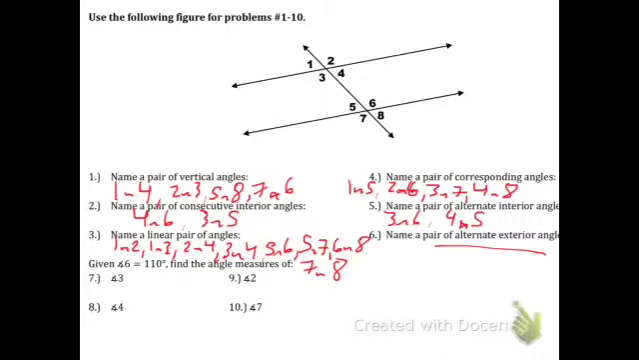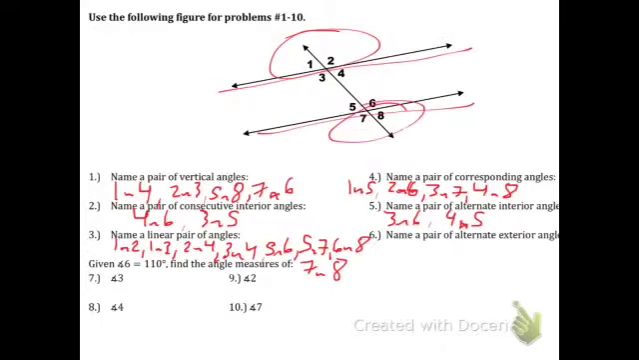And then our last one, alternate exterior angles. Exterior means outside the parallel lines. So that's 1, 2, 7, and 8. And alternate means that they're on opposite sides of the transversal. So those pairs, 2 and 7, and 1 and 8 are alternate exterior angles.